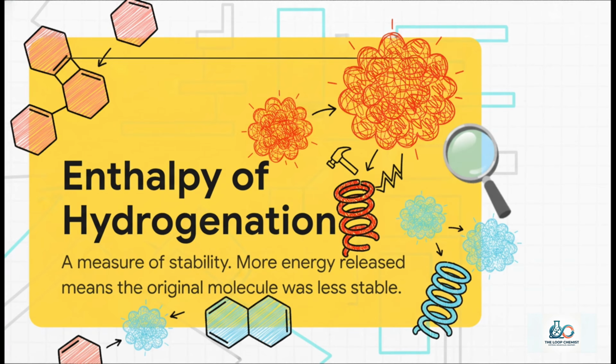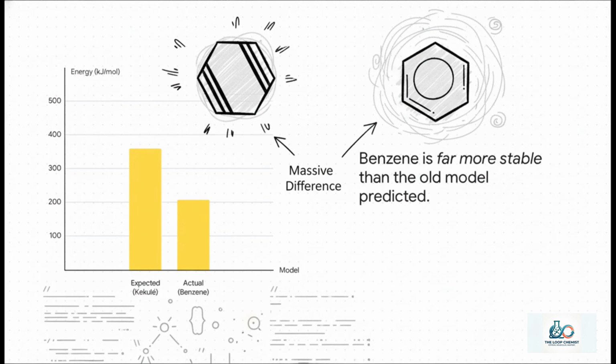Think of it this way. A really unstable, tense molecule is like a tightly coiled spring. When you break it, it releases a ton of energy. A super stable molecule, it's already relaxed, so it releases way less. Okay, so check out the results of our stress test. Based on that old clunky Kekulé model, we expected benzene to release a whole lot of energy, around 360 kilojoules. That's the tightly coiled spring. But when we actually measure it, the real benzene only releases about 208.